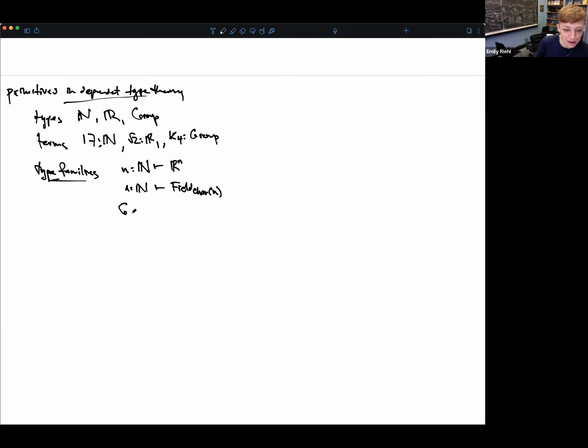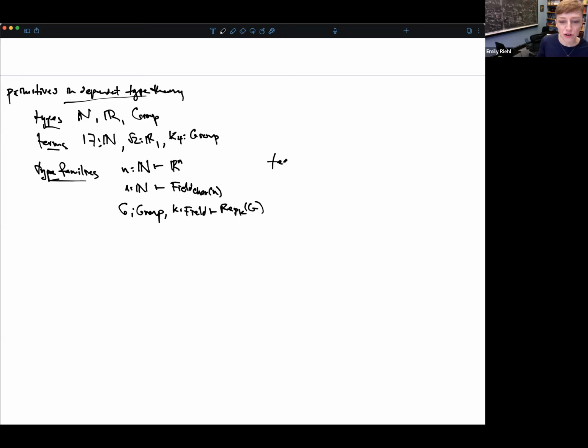We can also have type families that depend on multiple terms. If I had a group G and a field K, maybe I don't care about its characteristic anymore. I can think about the type of representations of G over the field K, so representations as K-vector spaces, for instance. So those are the type families.